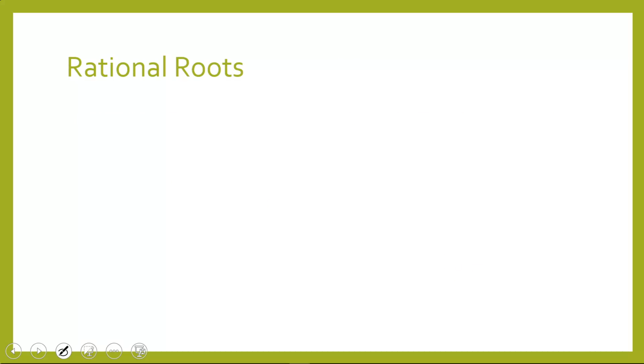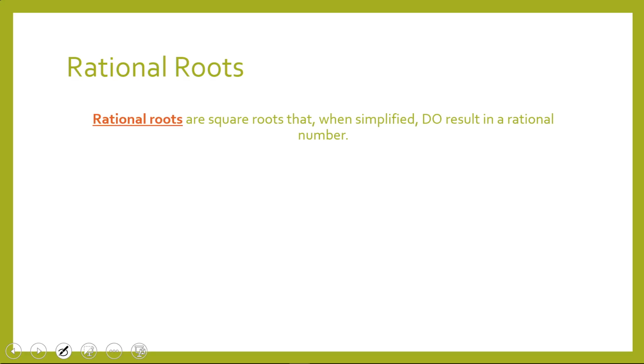Okay? All right, so let's talk about rational roots and irrational roots first. Rational roots are square roots that, when simplified, do create a rational number. This will look very familiar based upon our last notes. For instance, the square root of 16 we know is 4. That is a rational root because it simplifies to be a rational number. 4 is rational. The same idea with the square root of 100 is 10. Or you could even do this with a fraction and say the square root of 4 over 9 is 2 over 3. All of those create rational numbers because they can all create a fraction.